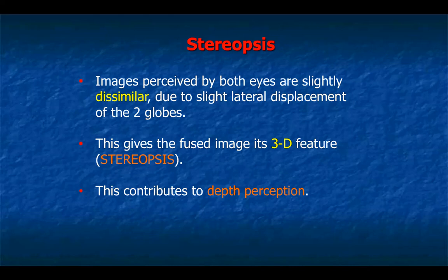So this slight dissimilarity makes us have stereopsis, or seeing the object as three-dimensional. So this gives the fused image its three-dimensional feature, or stereopsis. And this contributes to depth perception. We can determine which object is far from us and which object is closer to us. So now we're done with the anatomy and the physiology of extraocular muscles, and the next part of our talk will be on strabismus.